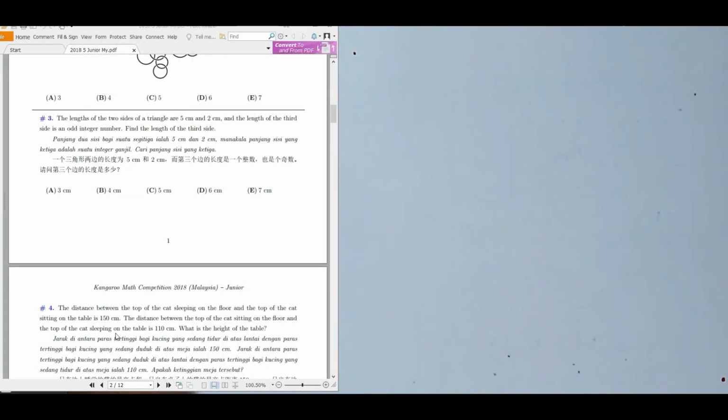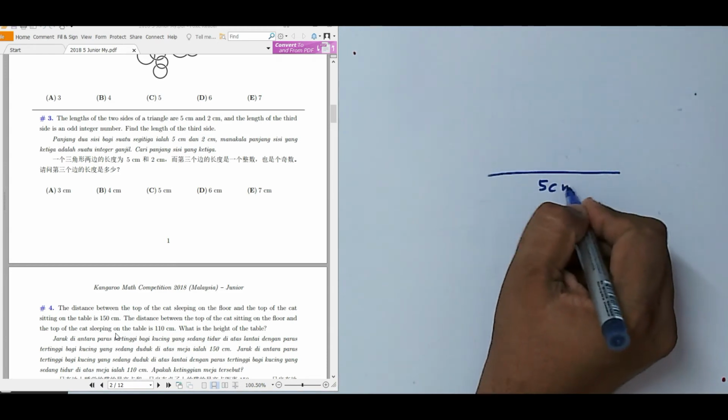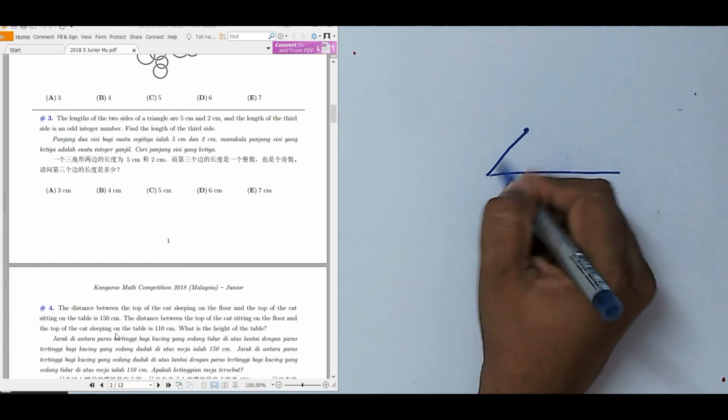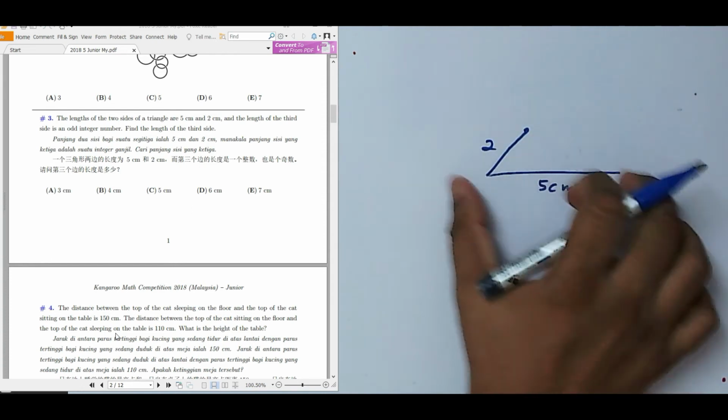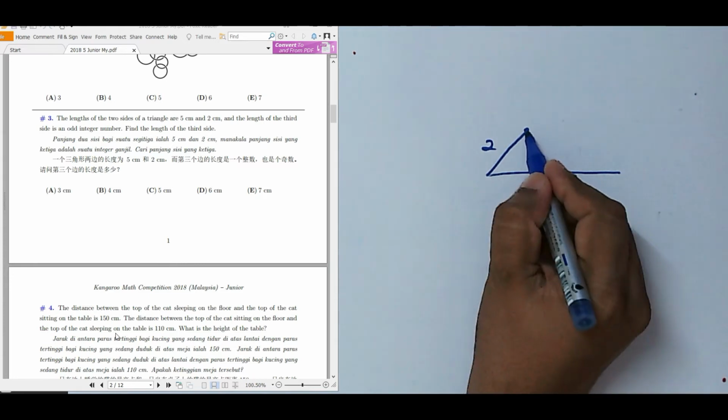Okay, look at question 3. The lengths of two sides of a triangle are 5 and 2. So a triangle, this is maybe 5. We have another side which is 2. The question is, the length of the third side is an odd integer number. Odd means it can be 1, 3, 5 and so on. Find the length of the third side. So this is the third side.